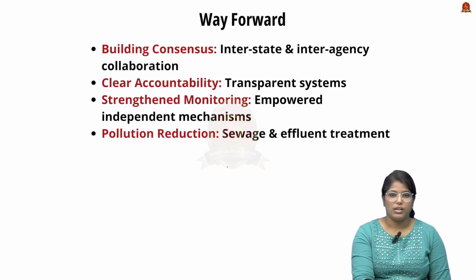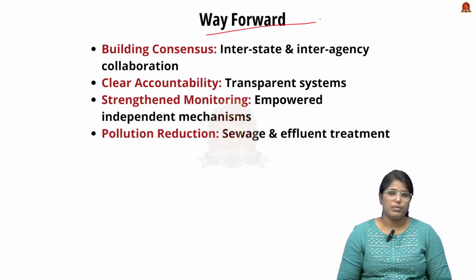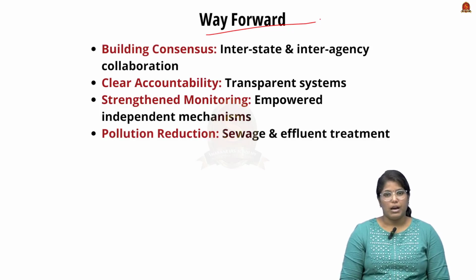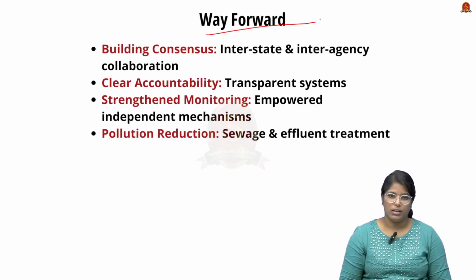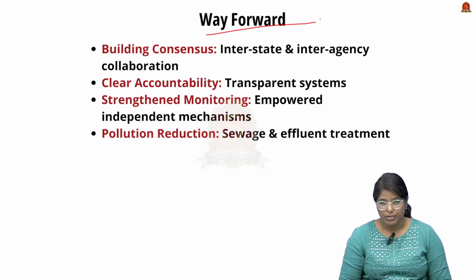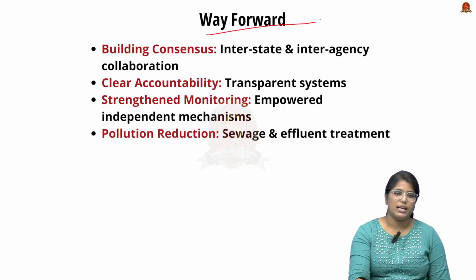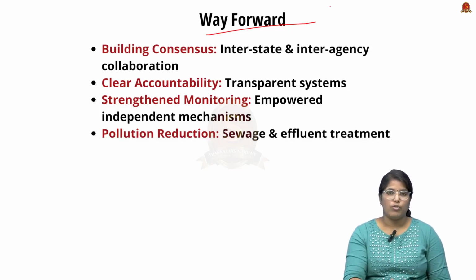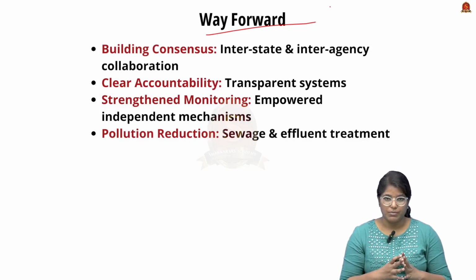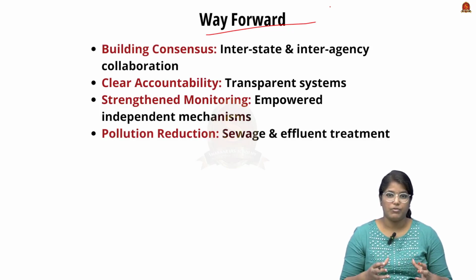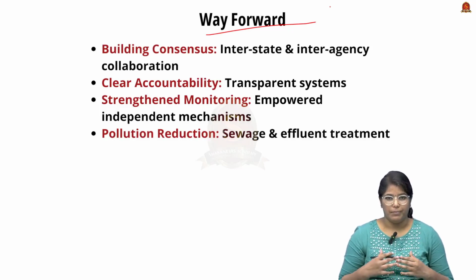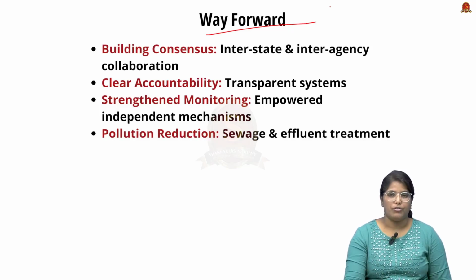Moving on, we have to understand the way forward. For this, we have to bring in consensus. We have to invest in a lot of interstate and inter-agency collaboration. This will not only identify the problem but also the effective solution to those problems. Secondly, we have to bring in clear accountability. We have to demarcate the upstream states' and downstream states' responsibility, and we have to bring in a lot of transparency into the issue, and through transparency we have to bring in a lot of accountability.